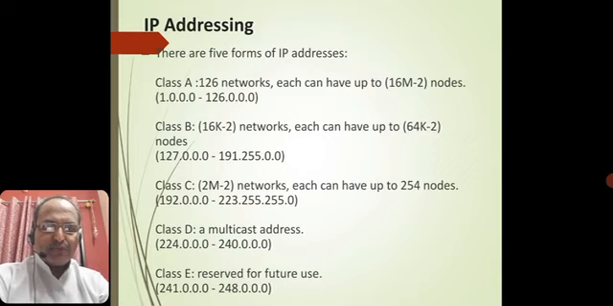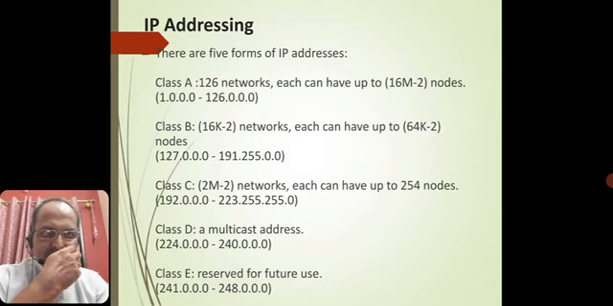There are 5 forms of IP addresses. Class A has 126 networks, each of which can have up to about 16 million nodes. In class B, networks each can have up to 64 thousand nodes. This means the first number starts from 128 to 191, and when we recognize the first number, easily we can trace out whether it is a class A, class B or class C addressing method.